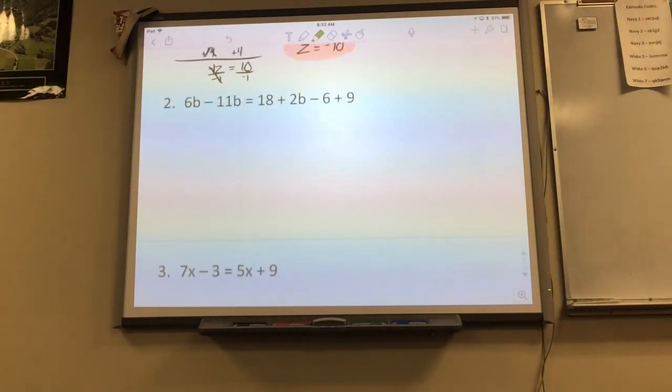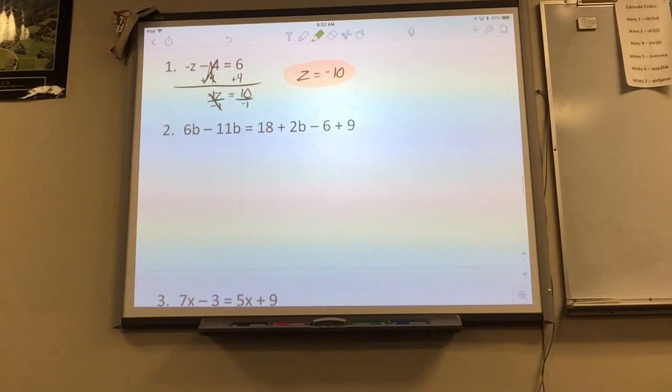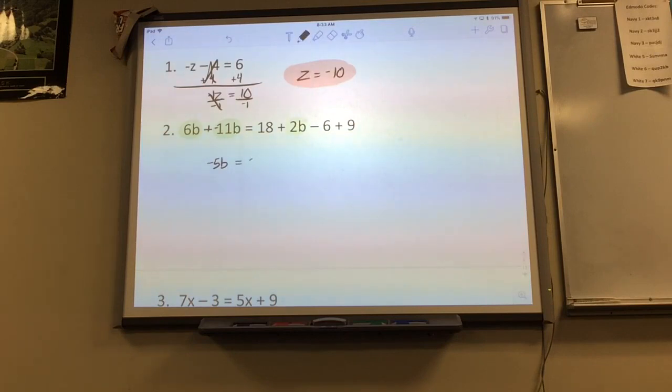So the process says, do your distributive property first. Do we have any parentheses? No. So our next one is to combine like terms on each side of the equal sign. So first let's combine these. Negative 5b, right? Okay? Right here we have negative 5b equals... There's no other b over on this side, so we'll just write down 2b.